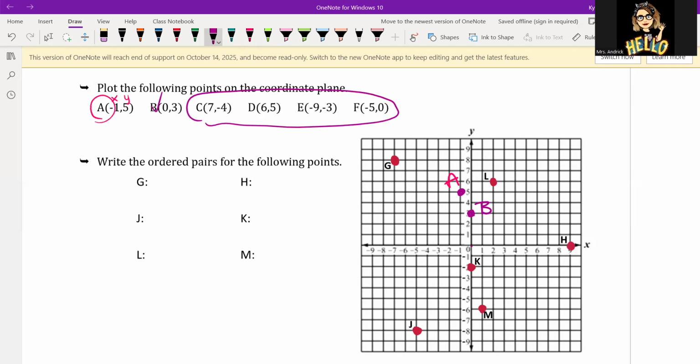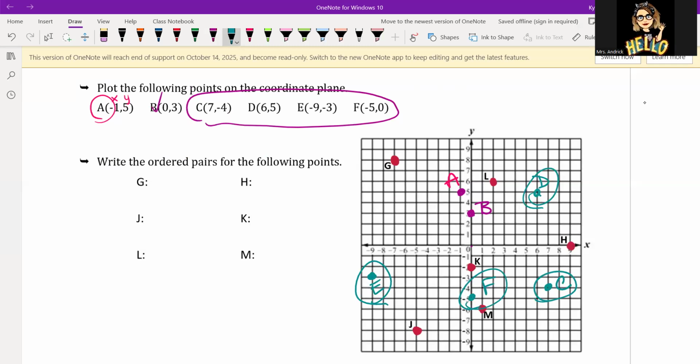So pause the video and try that. C should have been down there. D should have been up here. E should have been 1, 2, 3. Here's E. And then F should have been here. Okay, so C, D, E, F.